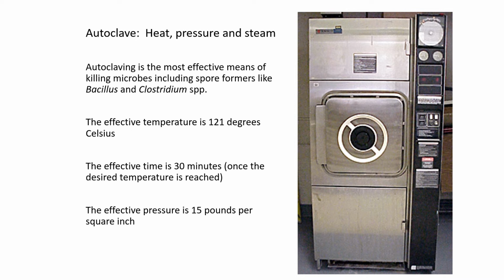Okay? Autoclaving is the most effective means of killing microbes, including your spore formers, and those spore formers that I've mentioned before are Bacillus and Clostridium. Okay? The effective temperature is 121 degrees Celsius. The effective time is 30 minutes according to your textbook, once the desired temperature is reached. So it actually has to come up to the proper temperature and then it sits there for 30 minutes. And then the effective pressure for an autoclave is 15 pounds per square inch.